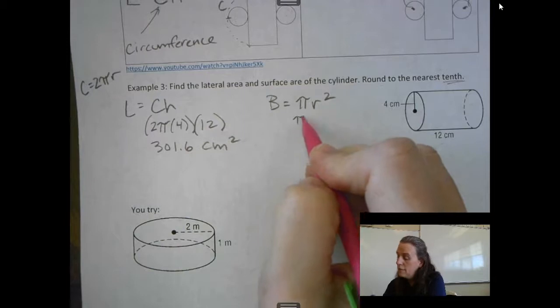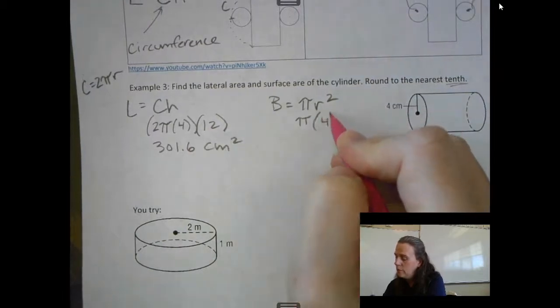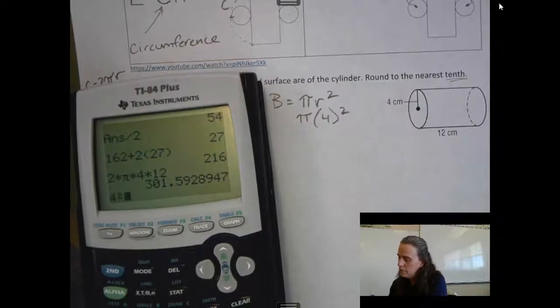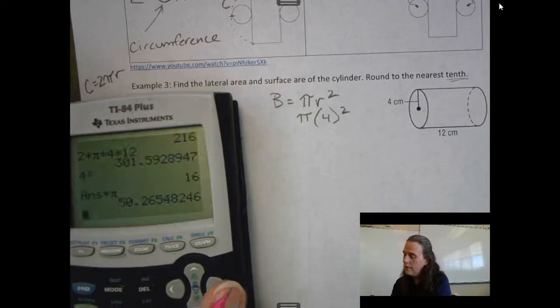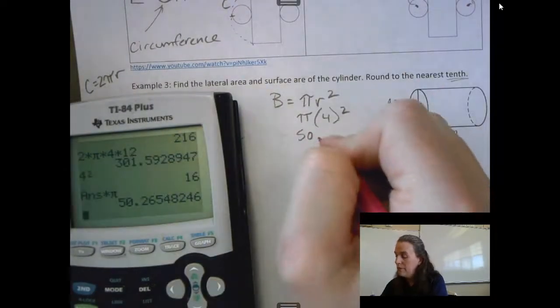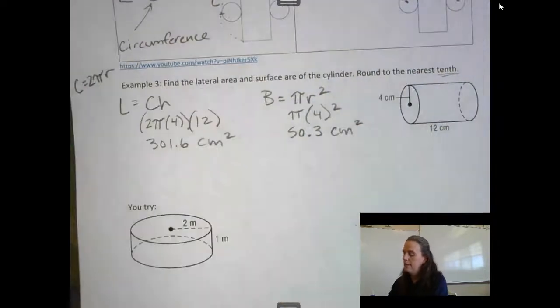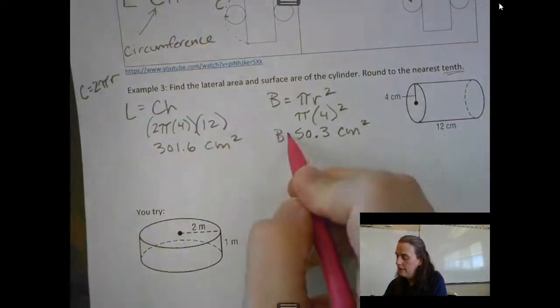Okay, pi r squared, we already found that the radius was 4. Throw that in our calculator. 4 squared times pi, 50.3. Remember to round. 50.3 centimeters squared is our base.